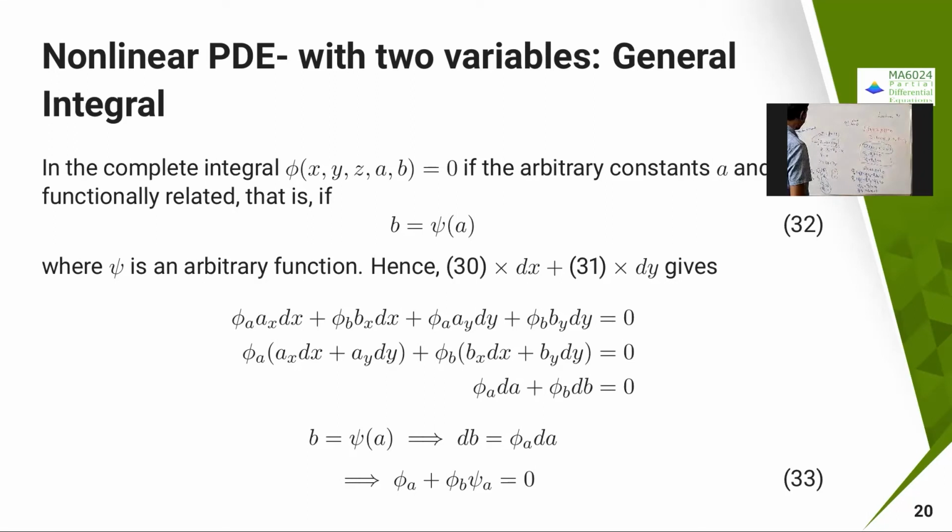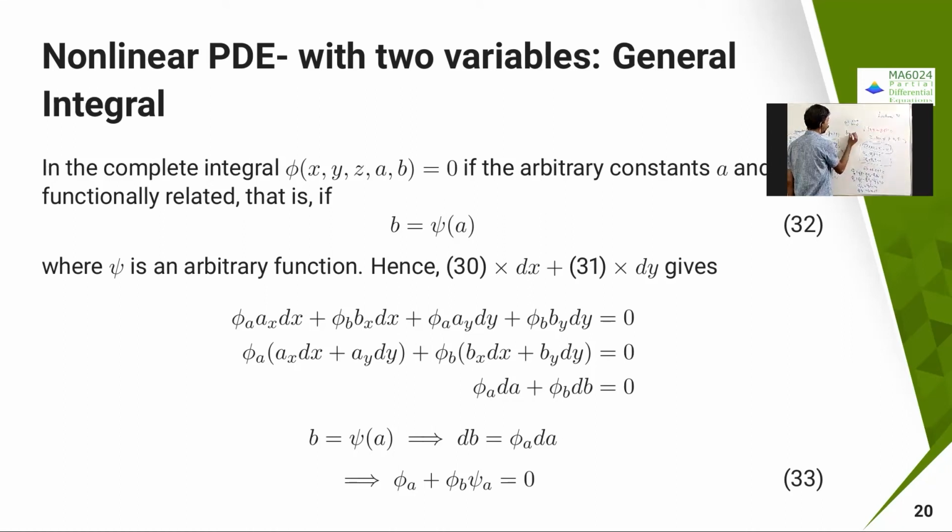So we have seen the complete integral, we have seen the particular integral, we have seen the singular integral. Next we will see the general integral. So we have pi of x, y, z, a, b equal to 0, if the arbitrary constants a and b are functionally related. This one we have already seen in the n-dimensional case. Same thing I'm just repeating here.